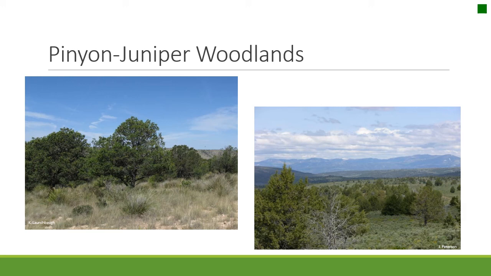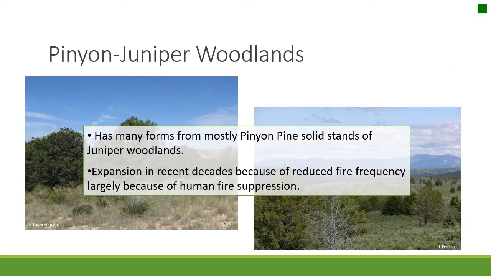Pinyon juniper woodlands have quite a few different forms, and they vary from being dominated by pinyon pine to mostly junipers and everywhere in between. So many forms, from Idaho down into Nevada and into Utah, and they're expanding because there's been a reduced fire frequency at these elevations, mostly due to human fire suppression. And as the concern over fire increases, there's oftentimes more combating of fire, and that creates situations for woodland junipers to expand even further into sagebrush steppe. On the other hand, prescribed fire is a tool that humans are using to try to keep the pinyon juniper woodlands in check and allow sagebrush to persist.